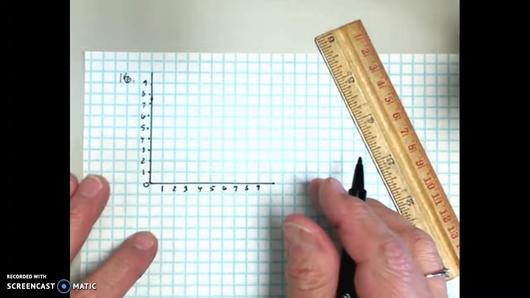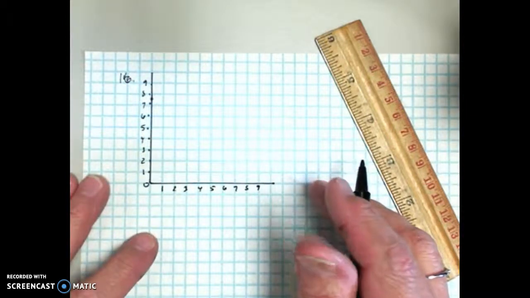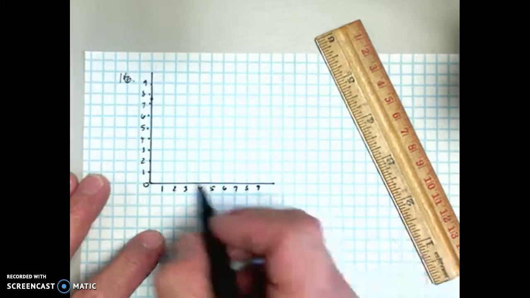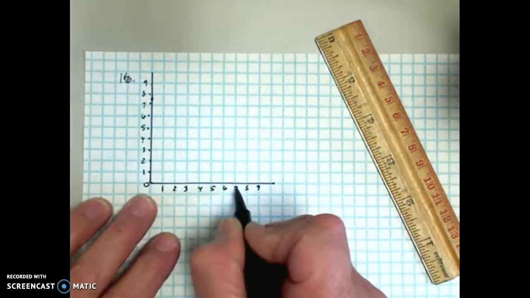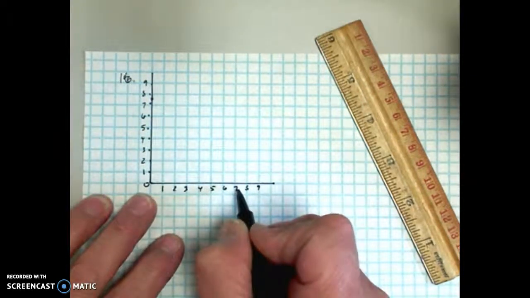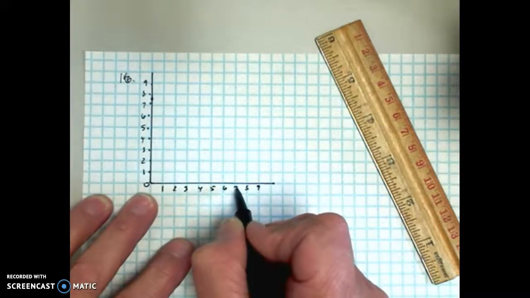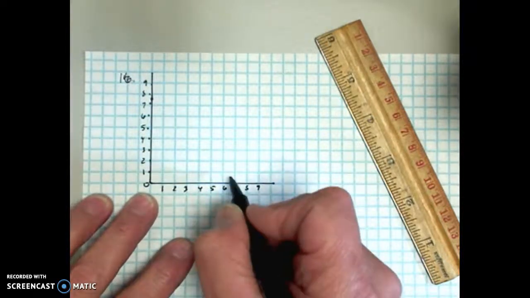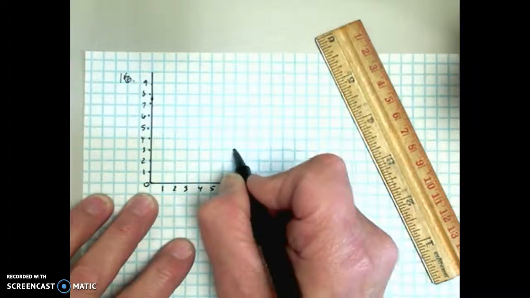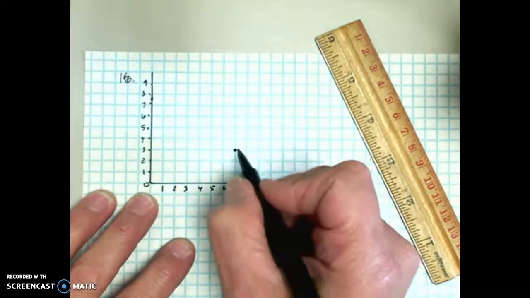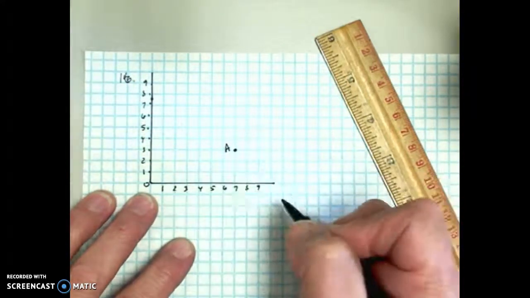Our first set of coordinates is 7, 3. So going to the right 7, because the first number tells us to go to the right or left, and then up 3. So we end up right there, and we're going to label this letter A, always capital letters.